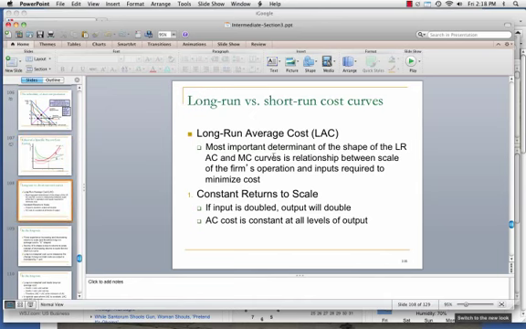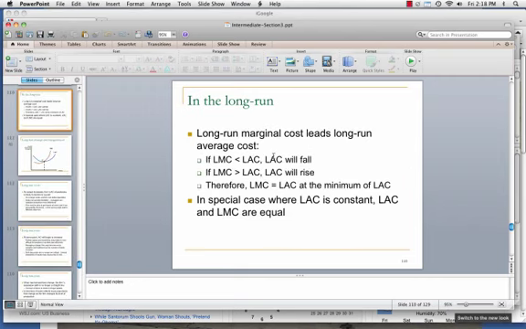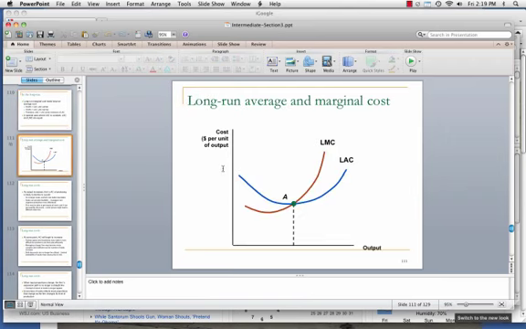Now, when we look at the long-run average cost curve, it's basically an envelope of all of the short-run average cost curves. And now we're looking at how the returns to scale figure in and contribute to the average costs. We know that the average cost curve is going to be U-shaped, due to the returns to scale. We're also going to have a long-run marginal cost curve, where the long-run marginal cost curve intersects the minimum of the long-run average cost curve, as we would see right here.